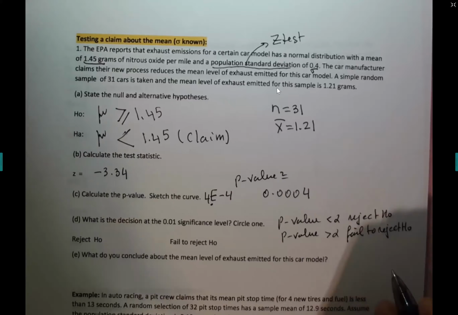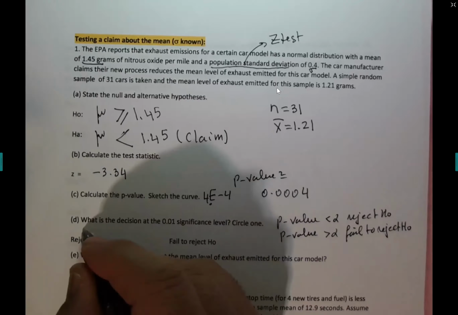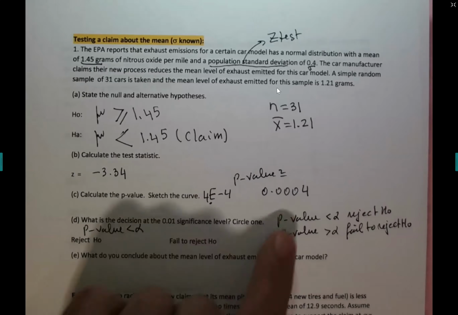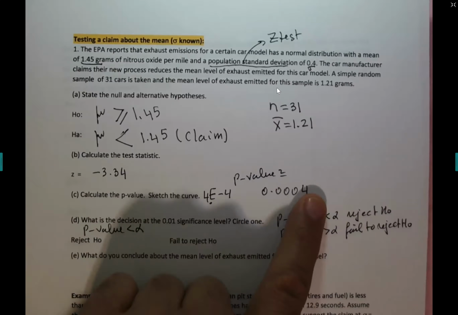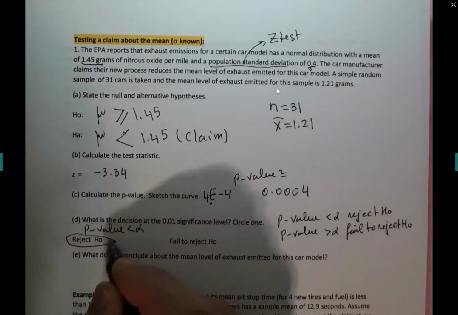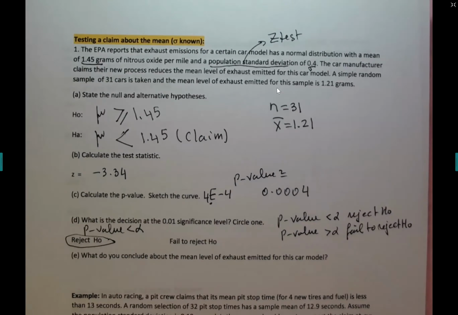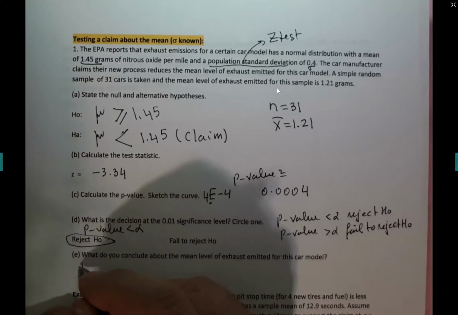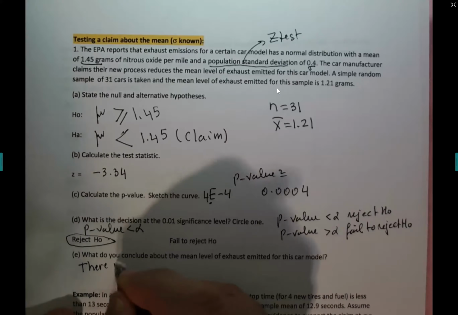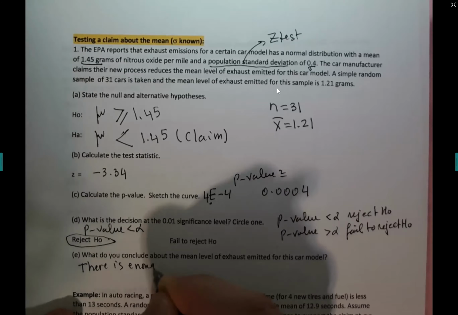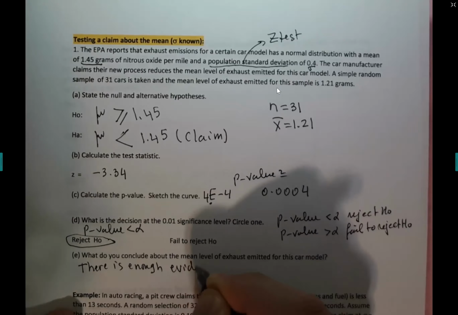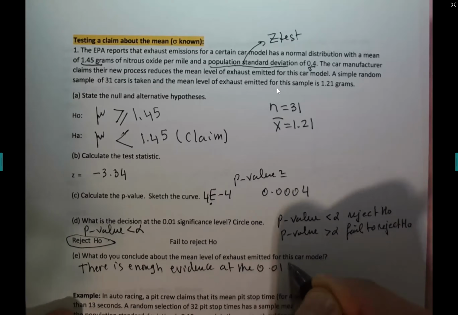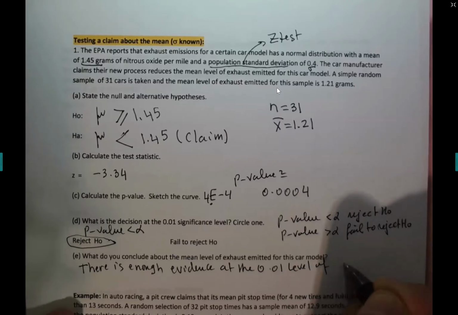Do you guys agree with me that this p-value here is less than alpha? Is that a correct statement that I put? 0.0004, guys, is less than 0.01. So what's the decision? Reject HO. What do you conclude? You say, when you reject HO, this is how you start, guys. There is enough evidence at which level of significance? 0.01 level of significance.